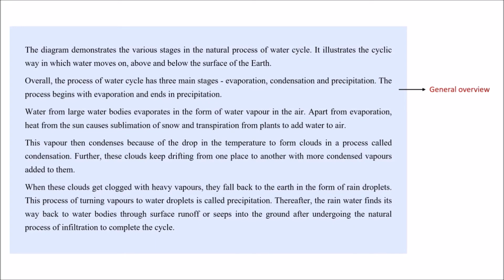Overall, the process of water cycle has three main stages: evaporation, condensation, and precipitation. The process begins with evaporation and ends in precipitation. Notice the word overall here. It indicates that you are going to describe general trends. So mention the number of stages the process has and how it begins and ends. That's all.